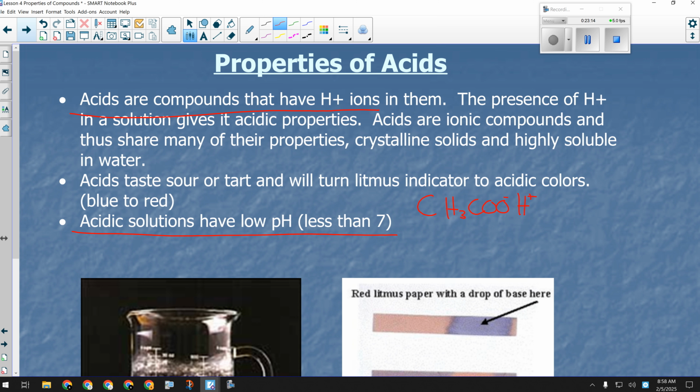All right, so the big thing to remember here is this: they're ionic compounds and hydrogen is acting as the metal.